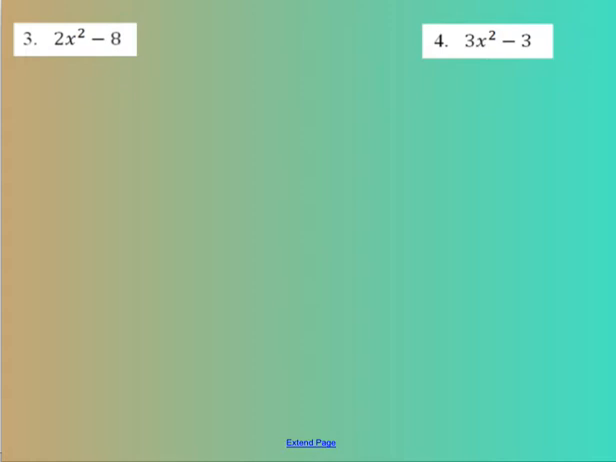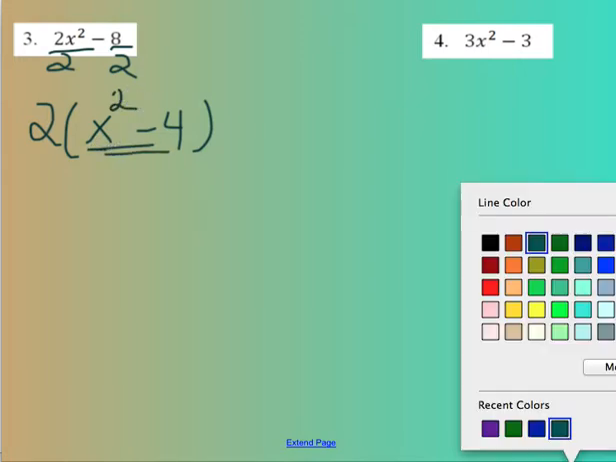So in order for us to make sure we have perfect squares, we should always check to make sure there isn't a GCF. Well, between 2 and 8, you can actually divide out a 2. So I'm going to take and divide each of these terms by 2. So now I'm creating that GCF for my little sister. So now I have x squared minus 4.